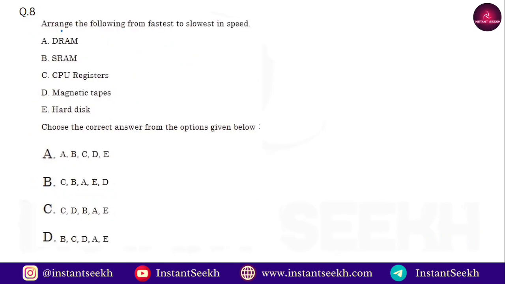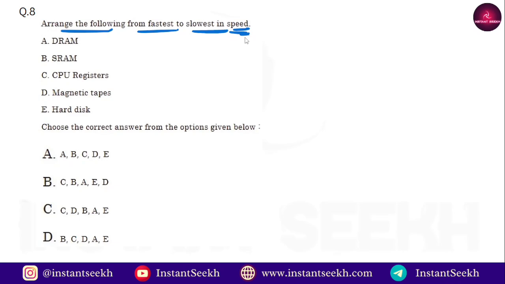Okay, arrange the following from fastest to slowest in speed. Always remember what metric is given. These are the memory components, and it is asking us to arrange them from fastest to slowest, and the metric is speed. Sometimes they give you access time, loading time. So first read the question properly and then start arranging.